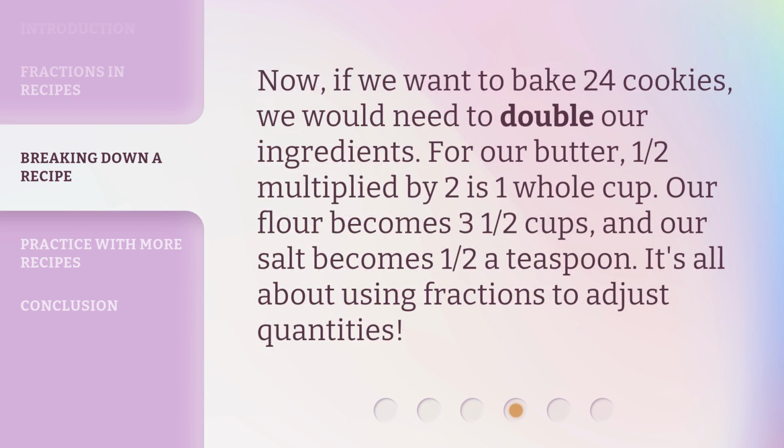Now, if we want to bake 24 cookies, we would need to double our ingredients. For our butter, 1/2 multiplied by 2 is 1 whole cup. Our flour becomes 3.5 cups, and our salt becomes 1/2 a teaspoon. It's all about using fractions to adjust quantities.